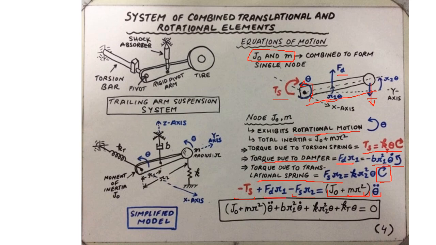This is because the damper force Fd is exerting torque which is in the direction of theta. Once again, it is important to emphasize the correct signs in the equations of motion. Substituting their values gives us the final equation of motion as J naught plus m r squared, whole multiplied by theta double dot, plus b r1 squared theta dot, plus k r2 squared theta, plus kt theta equals 0.